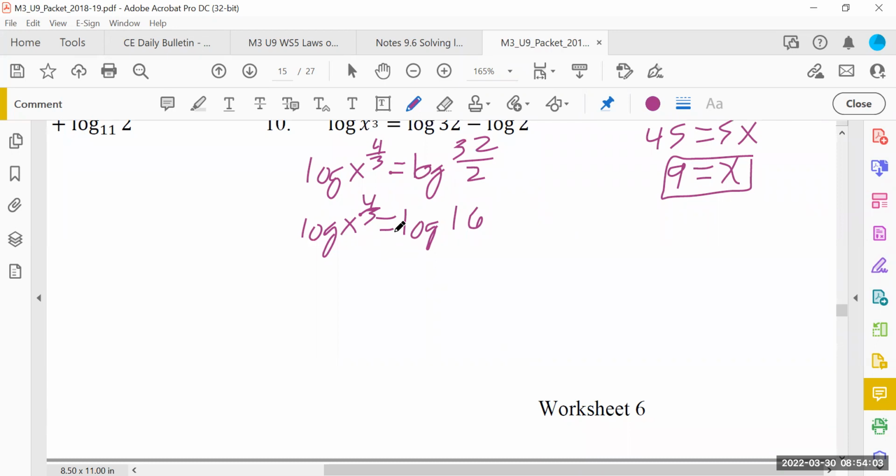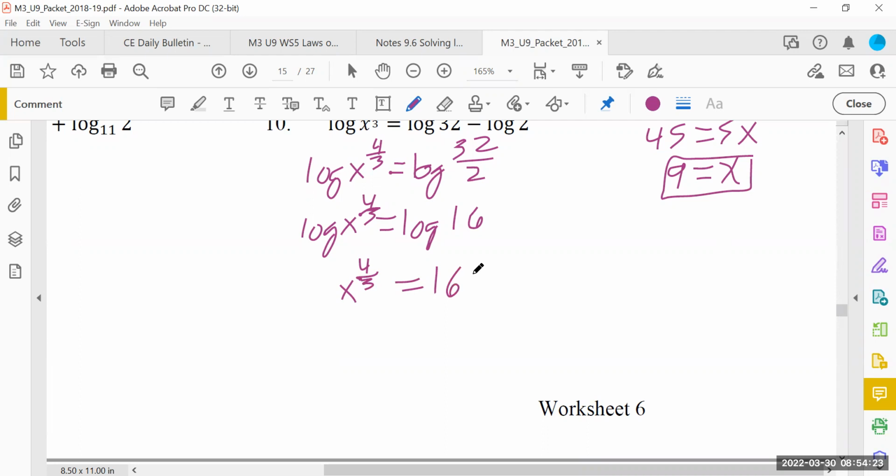Yeah, I'm not going to use the word cancel. You guys are fine if you use that, but know that we're not crossing them off. We're just saying I only need the stuff inside. So x to the 4/3 equals 16. How do I get x by itself then?